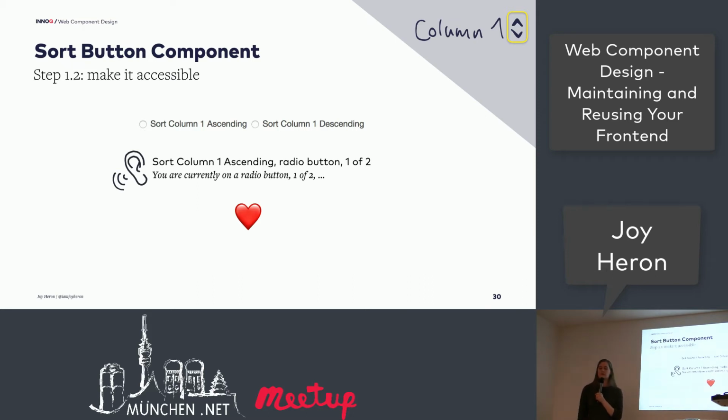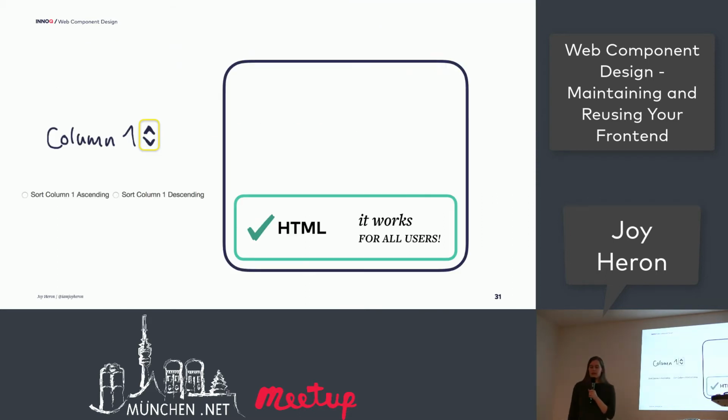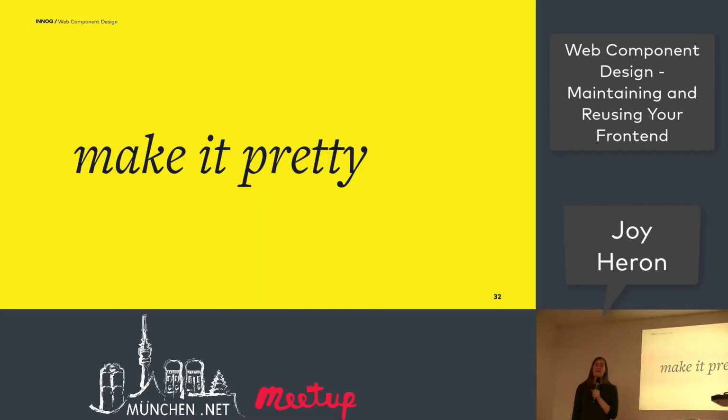So let's run it through a screen reader and hear what it sounds like. Sort column 1 ascending, radio button, 1 of 2. You are currently on a radio button, 1 of 2, inside of web content. So here we're using the HTML label elements. We don't need the aria-label attribute because the HTML label element already binds the input field to the label, and that's why here we can see that it already sounds pretty good in a screen reader. So it already works for all users, but it's really not pretty.